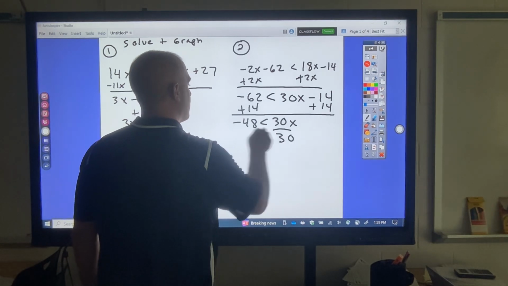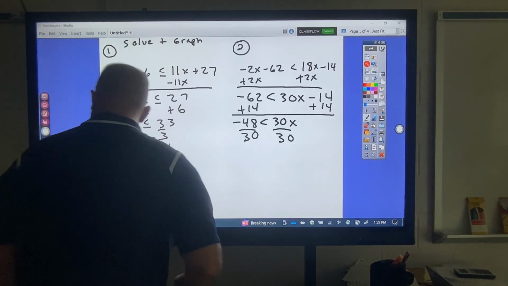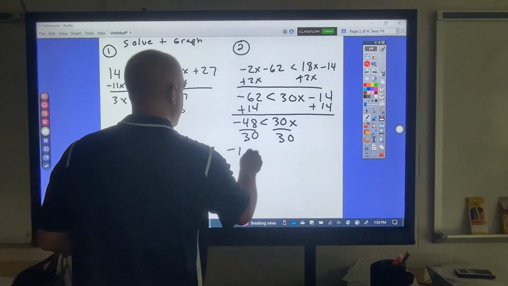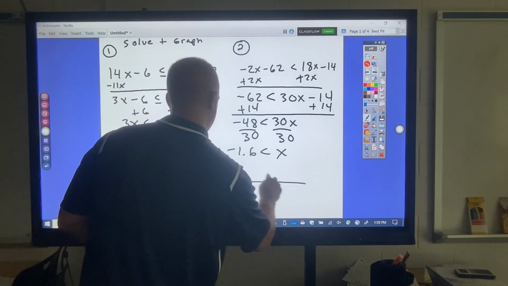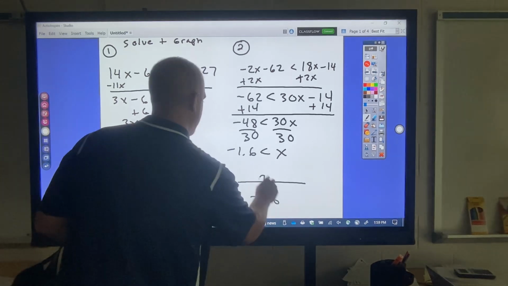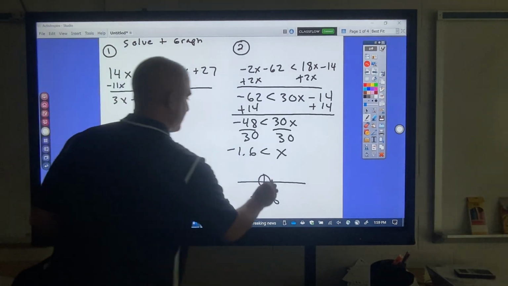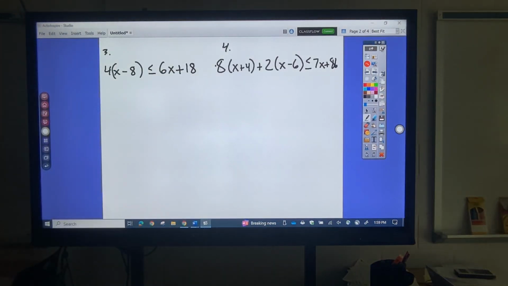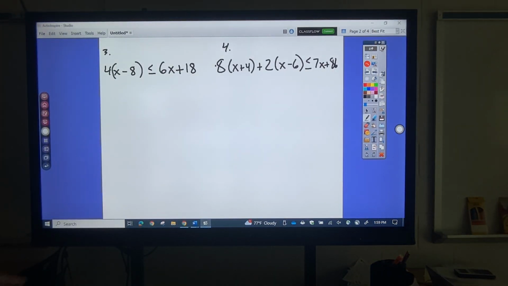So divide by 30. Okay, keep that going all the way down. Okay, 48 divided by 30 is negative 1.6. Okay, so negative 1.6 would be an open circle. It's eating the x, so I would shade to the right. Okay? All right, so now I got some distributing problems.